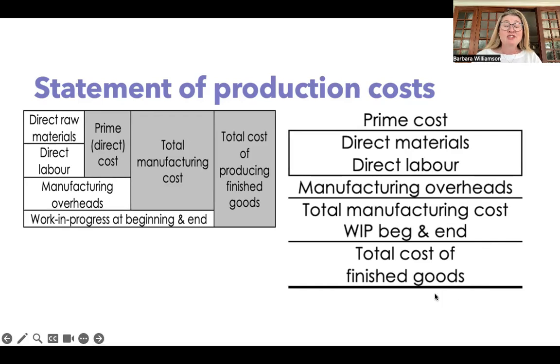Keep in mind that this total cost of finished goods equates to purchases in a periodic inventory system or inventory in a perpetual system. So instead of worrying about where you bought the inventory from, you're now making it. And this is the amount that you will use as part of your cost of sales.